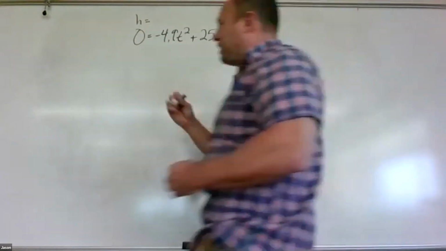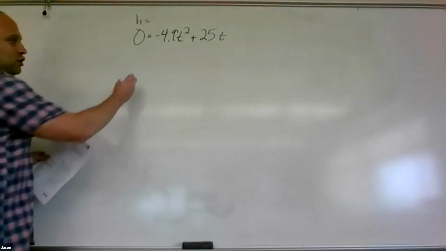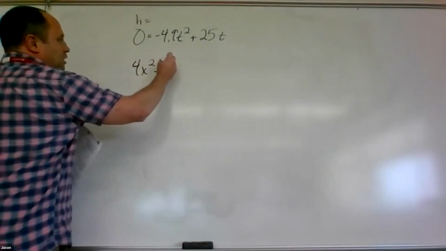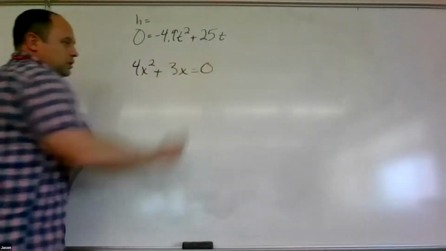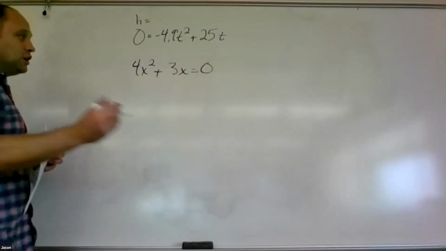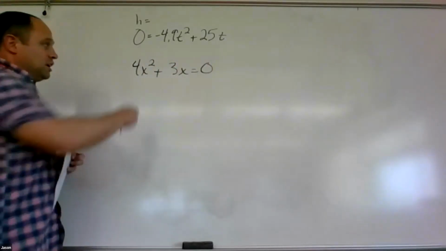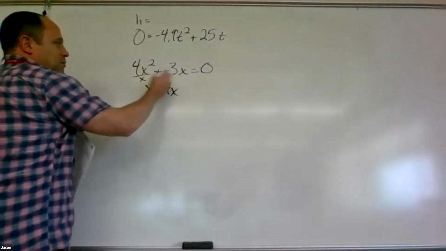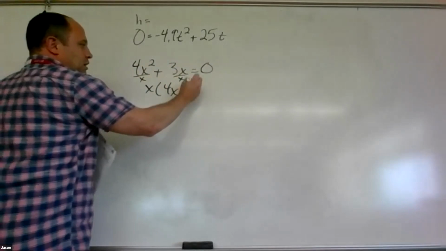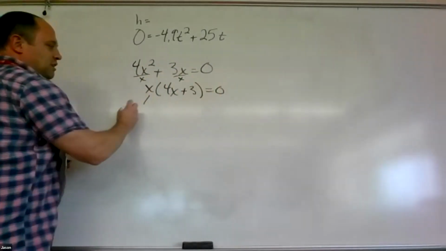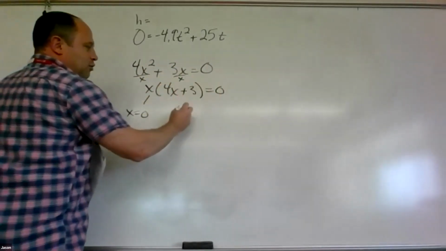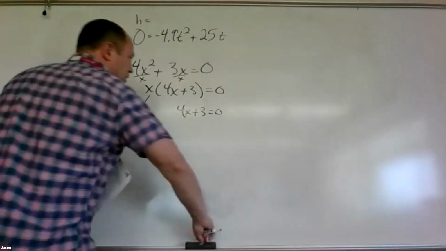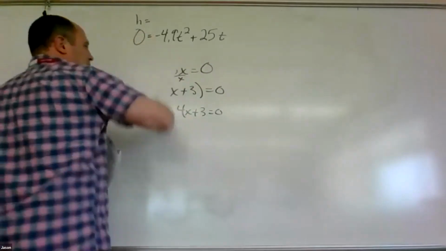And here's the thing. If I give you an easier problem, 4x squared plus 3x equals 0, and I said to solve that, what you would do is take out the GCF. You would take out an x out of both, and you get 4x, because I divide that by x, and I divide that by x, plus 3 equals 0. And then you would set x equal to 0, and you set 4x plus 3 equal to 0, and you would solve it. Okay, so similarly, I'm going to do that to this problem that we have now.